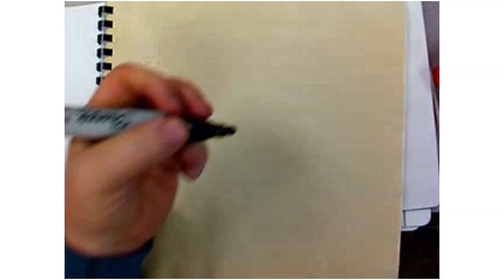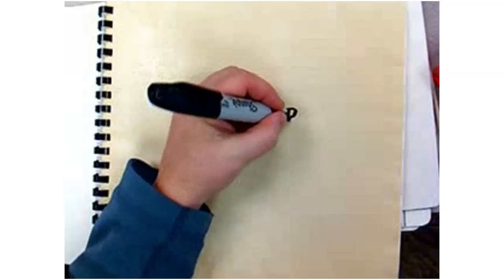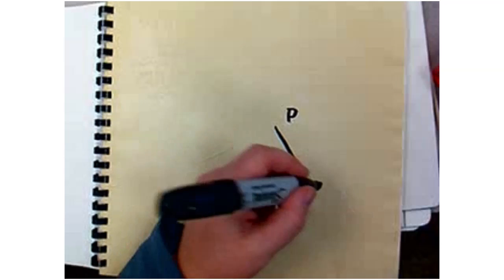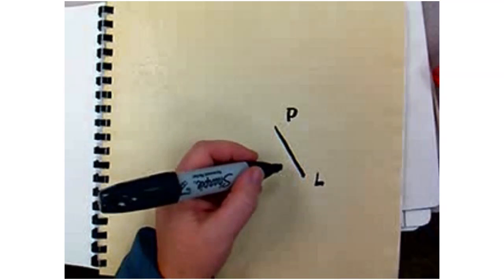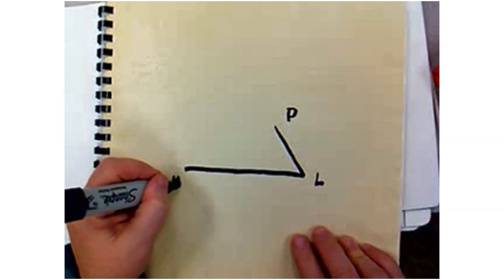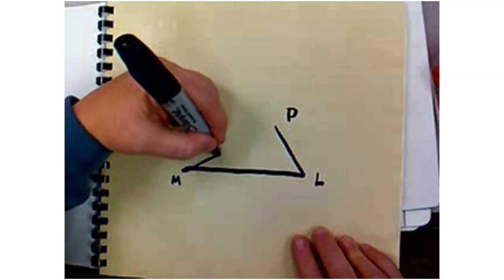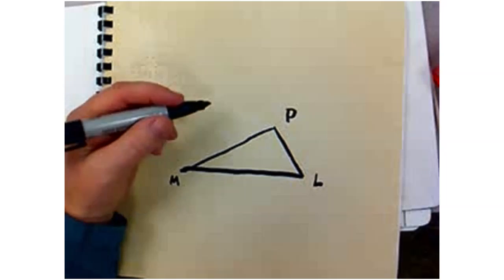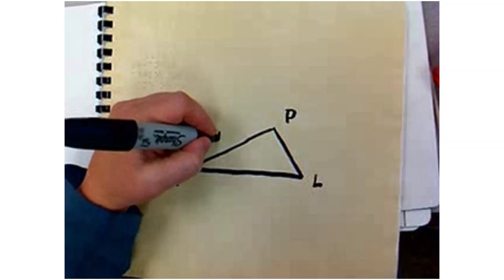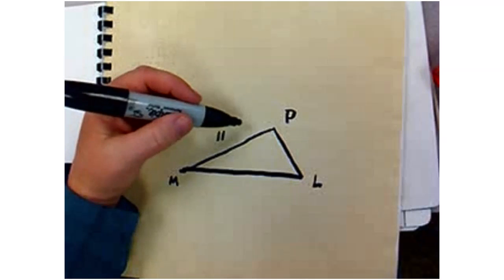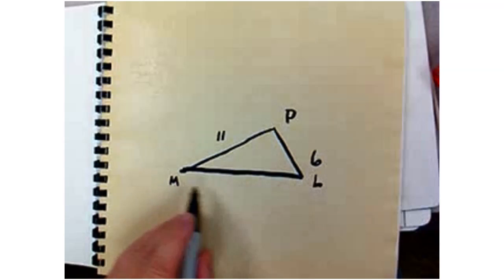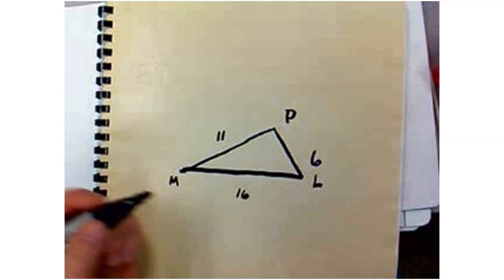So there is a triangle, and P is the top vertex at the right, and then L is the bottom vertex at the bottom right, and at the bottom left is M, and then we go back up to P. So there's the outline of a scalene triangle. From M to P, they've labeled that 11 units. From P to L, they've labeled that 6 units. And from M to L, they've labeled that 16 units.